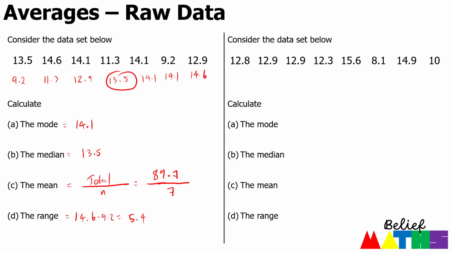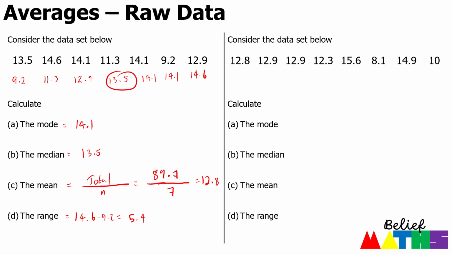Now we know that when we divide this by 7, our answer should be somewhere within our range of 9.2 to 14.6, and that's a way that we can check our answer. Now that gives us an answer to one decimal place of 12.8, which is within our range. It's between 9.2 and 14.6, so we can be fairly confident that that's correct.